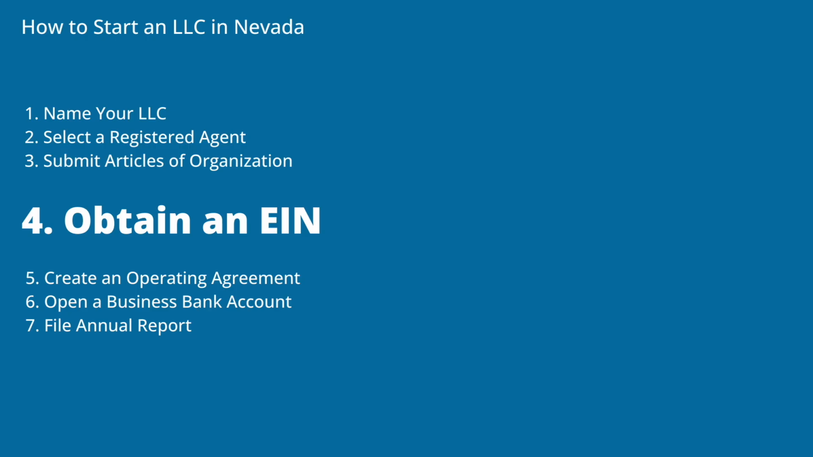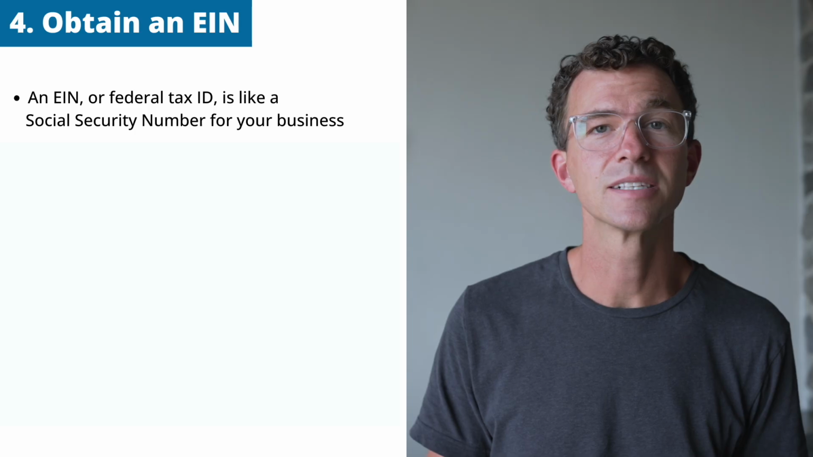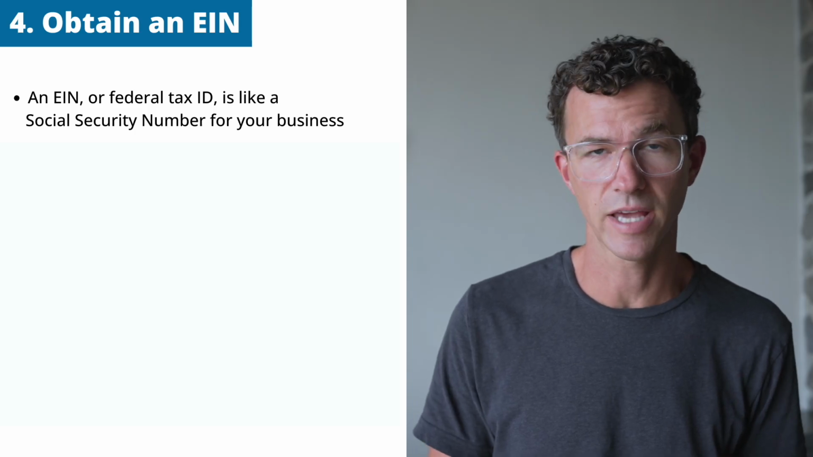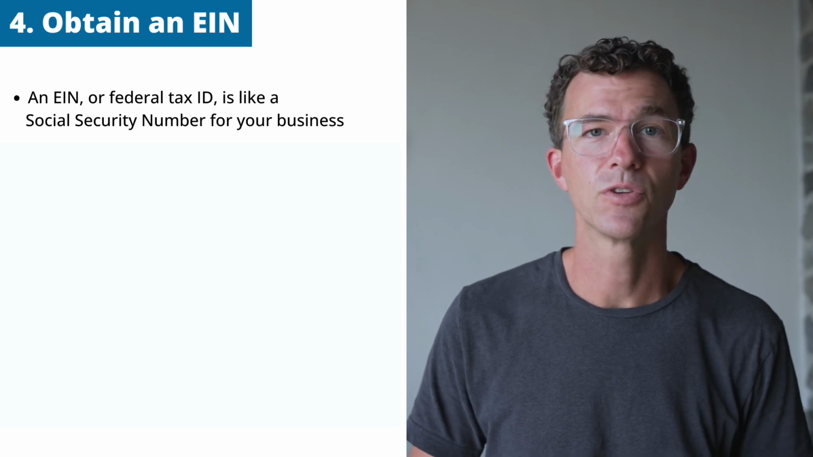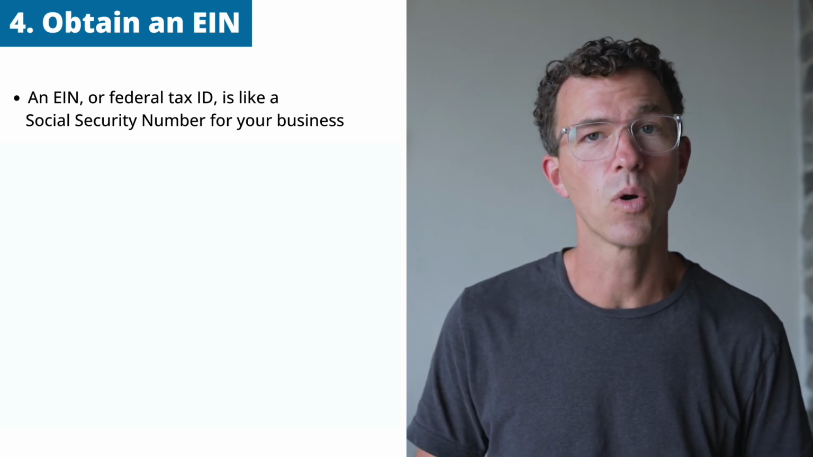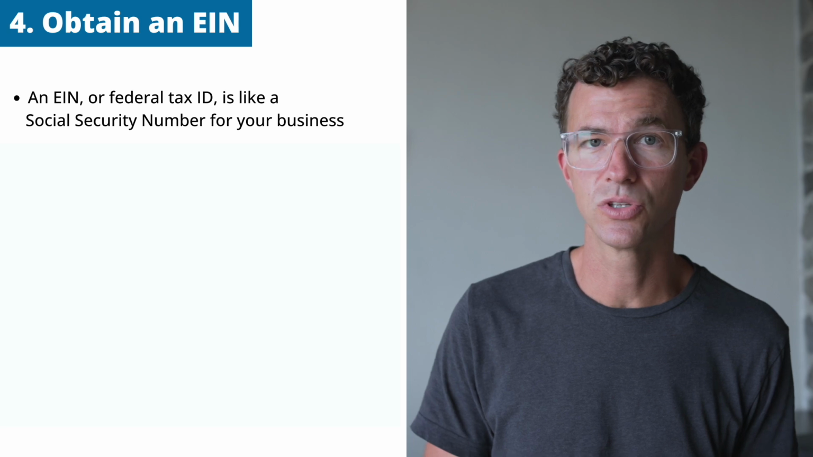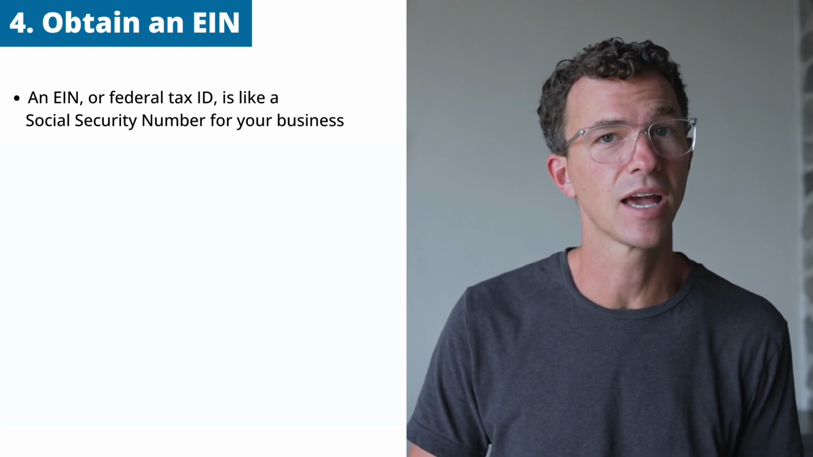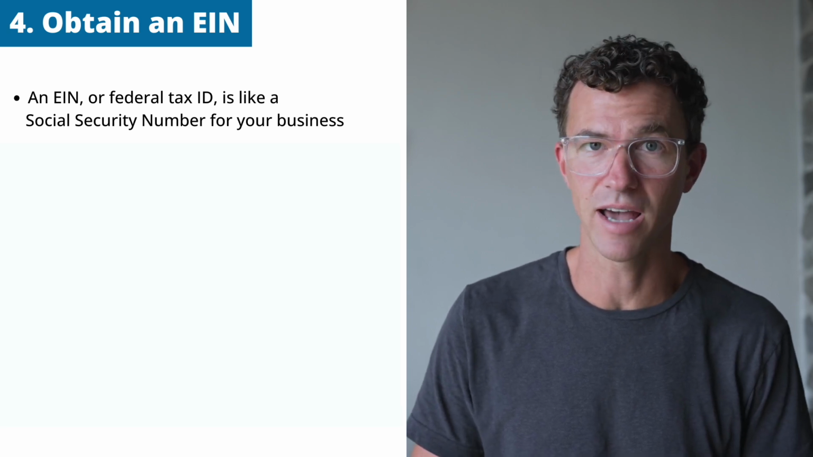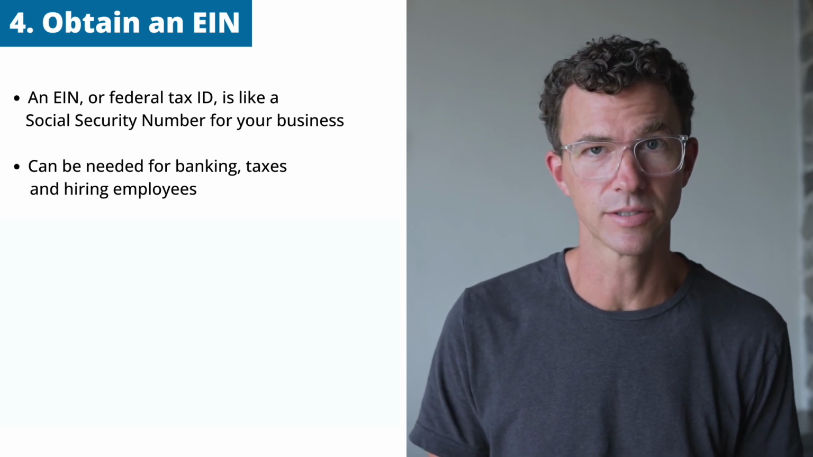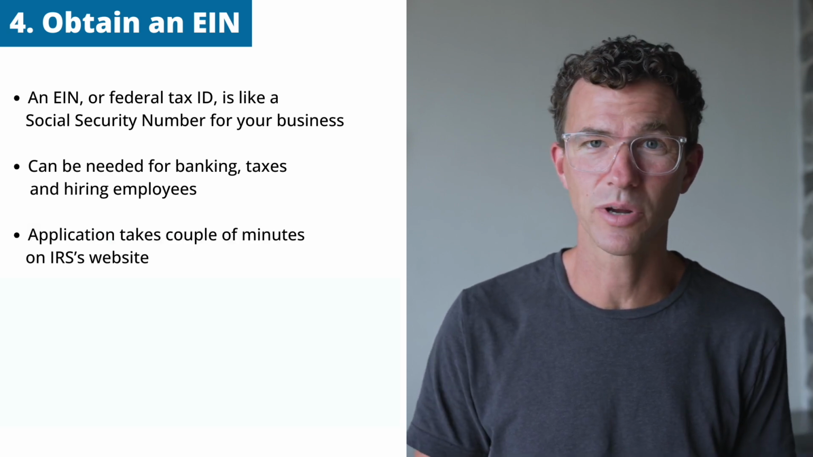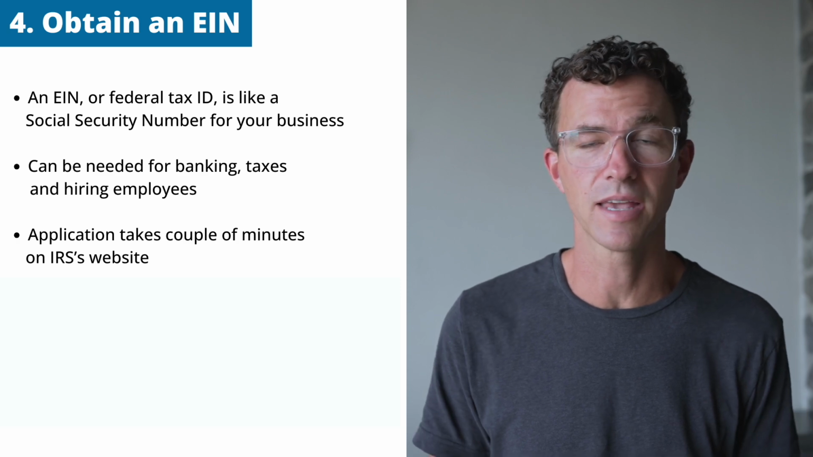Step 4, obtain an employer identification number, EIN. This may also be referred to as a federal tax ID. Think of it as a social security number for your business. If you're the only owner of your LLC and you won't have any employees, you could just use your social security number instead of an EIN, but in most cases it's better to have one. You may need one for banking, taxes, and for hiring employees. The application process is pretty straightforward and only takes a couple of minutes on the IRS's website.